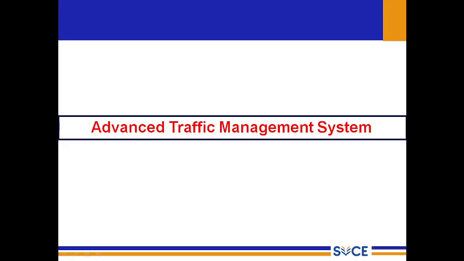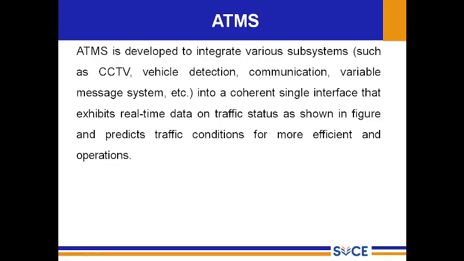First, the advanced traffic management system, ATMS in short. The ATMS is developed to integrate various subsystems such as CCTV, which is required for ATMS, and a vehicle detection system. The system identifies what kind of vehicle it is, whether it is a bus, car or two-wheeler. Then there is the communication system, through Wi-Fi or cables, and the variable message system. There is always a traffic control center that collects data from the field through the communication system, and displays the information through VMS in a coherent single interface that exhibits real-time data on traffic status, as shown in the figure, and predicts traffic conditions for more efficient operation.